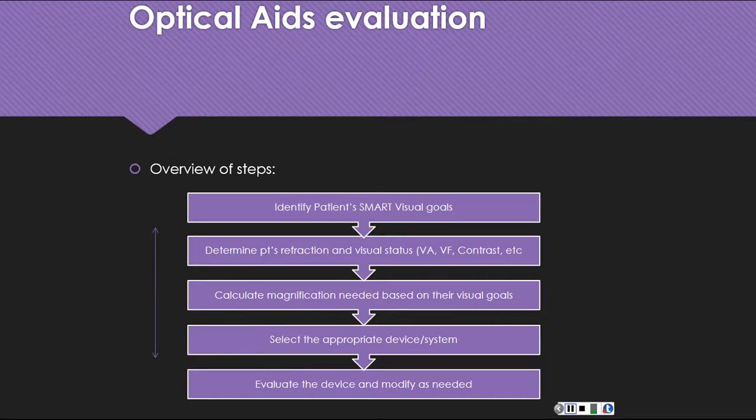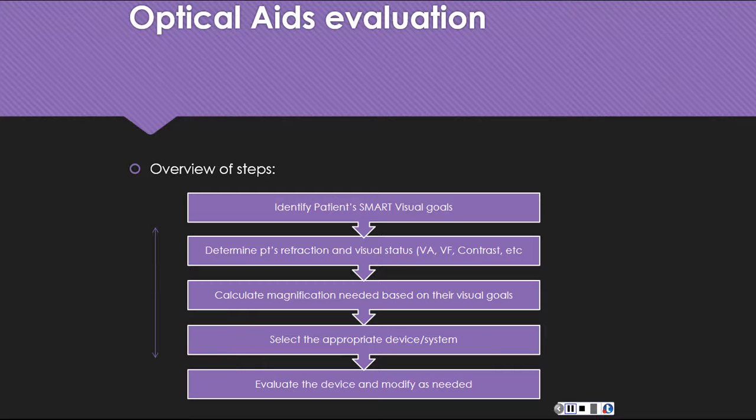When we look at our evaluation, we've done a few parts of this already. From our case history a couple weeks ago, we looked at our patient's SMART goals. We set a goal. We know what our patients want to work on. Then we did some work. We figured out their best visual acuity and the status of their vision by doing chair skills or contrast, their visual field. And once we have all those pieces of information together, that's when we're going to calculate the type of power that we're going to need for them to achieve their goals.